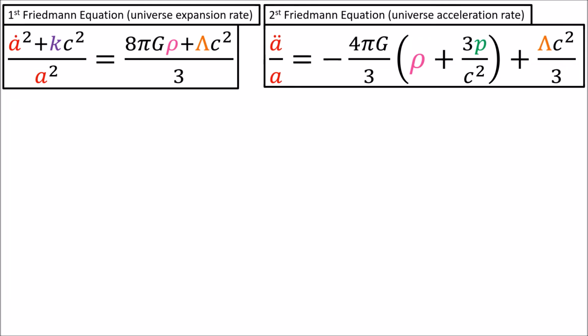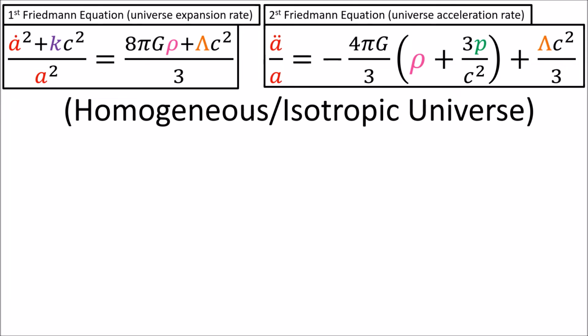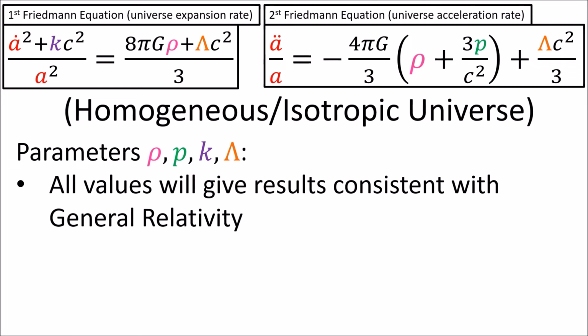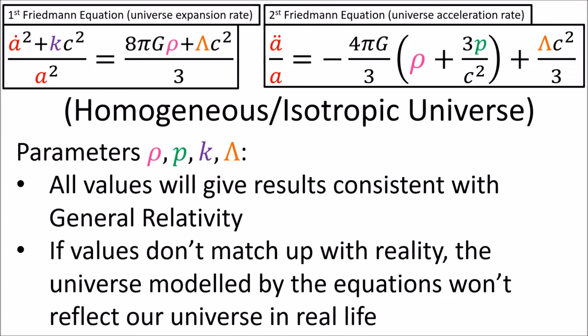Now, let's look at the different possible universes that evolve according to the Friedmann equations, which are the equations that determine the behavior of a homogeneous isotropic universe over time. It's important to note that all these parameters, mass density, pressure, curvature, and the cosmological constant, must be determined by experiment. No matter what values we plug in, we will get results for the universe's expansion or collapse that are consistent with general relativity. However, if we plug in values that don't match up with reality, the universe modeled by the equation won't reflect our universe in real life.